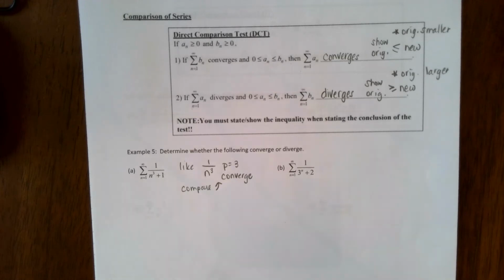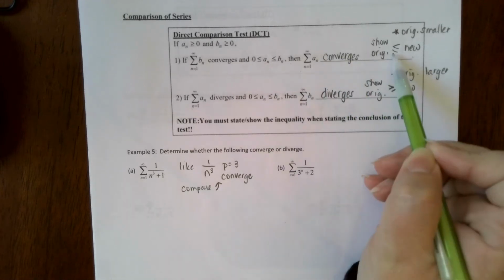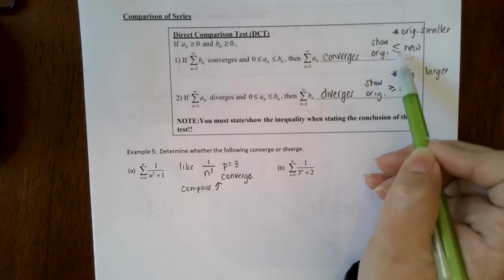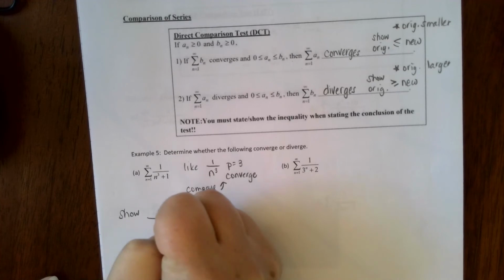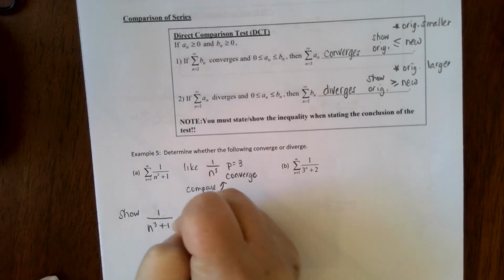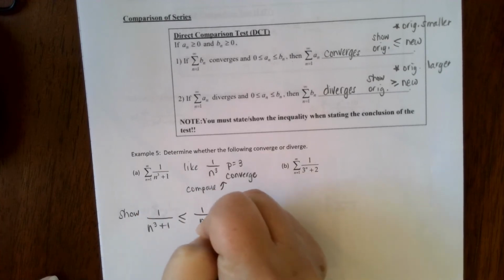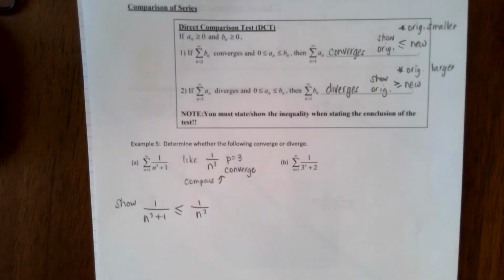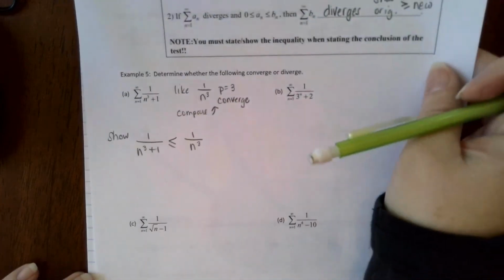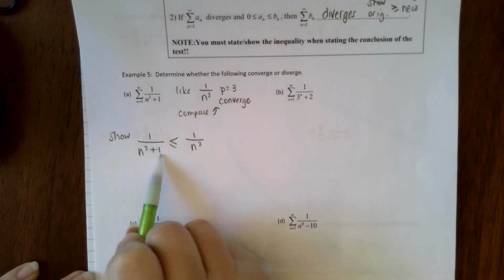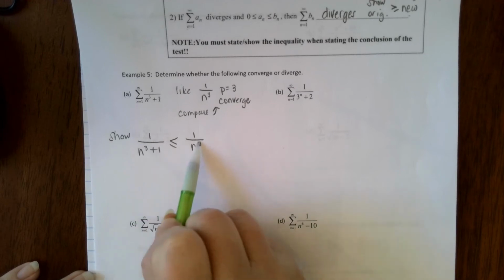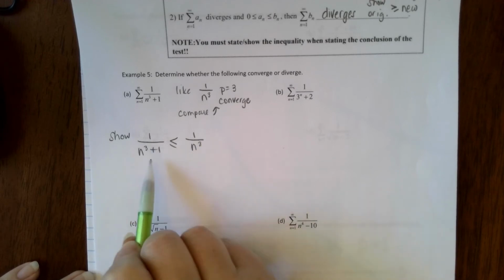Well, since I'm thinking it's converging, I have to show that the original function is less than the new function. So I need to show that my original function is less than or equal to my new function. Now, I need to think about this in order to prove that. Let's just make n equal to 1. If n is equal to 1, this is going to be 1 over 2, and this one's going to be 1 over 1. Well, 1/2 is less than 1.